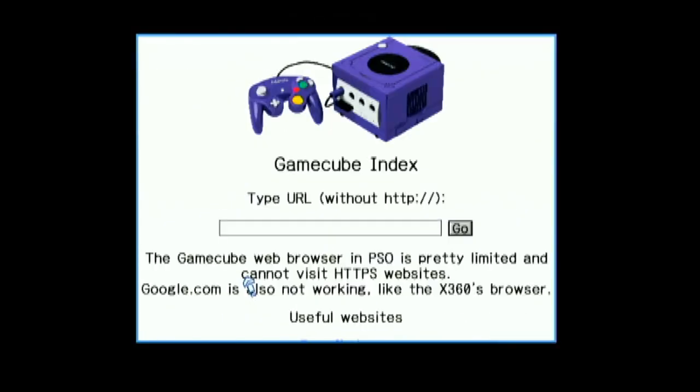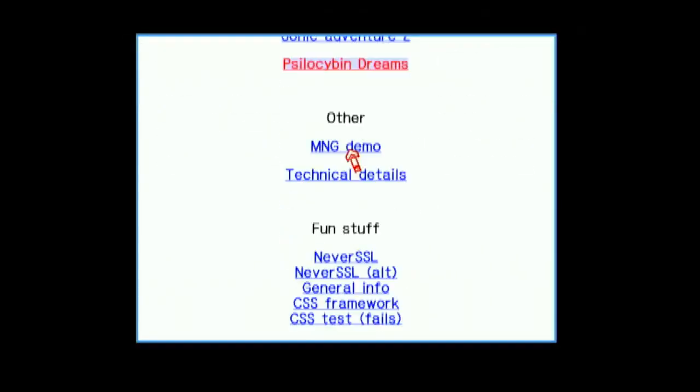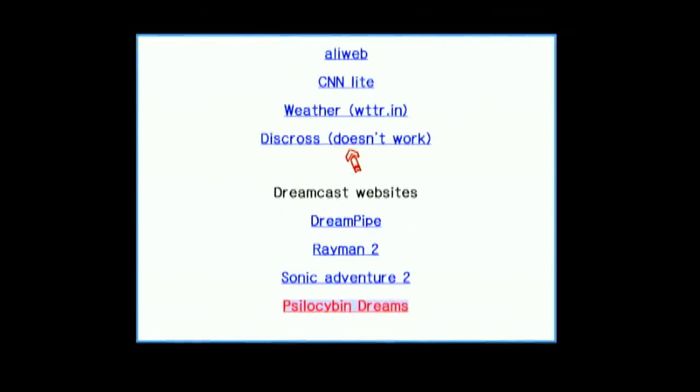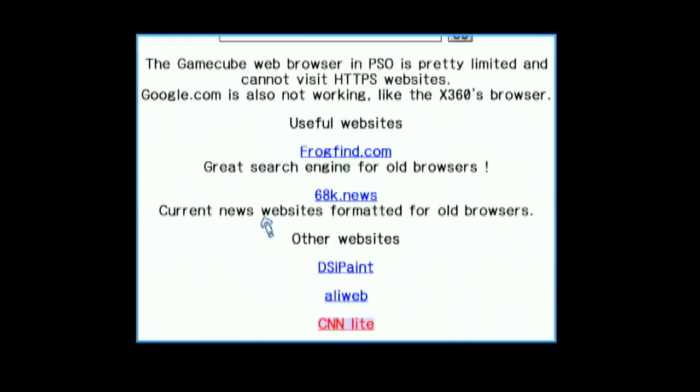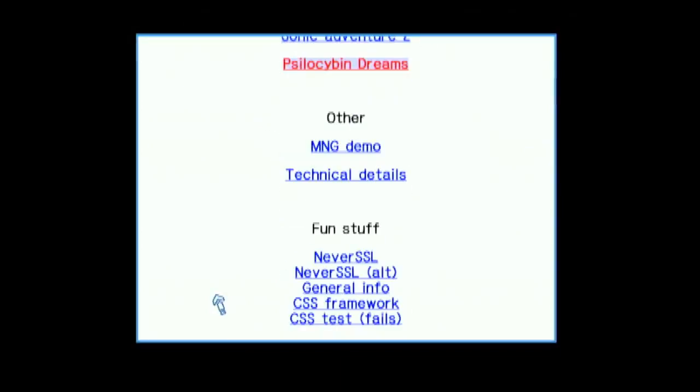I also put the URL thing on my website itself. Was the links. Now some of these links will be removed or updated. For example, weather no longer works, same for CNN Lite. If you want to look at the news, I recommend 68k.news instead. DSI paint it works, but no GIF images. The Dreamcast websites, most of them actually use GIF images, so you will get nothing basically.